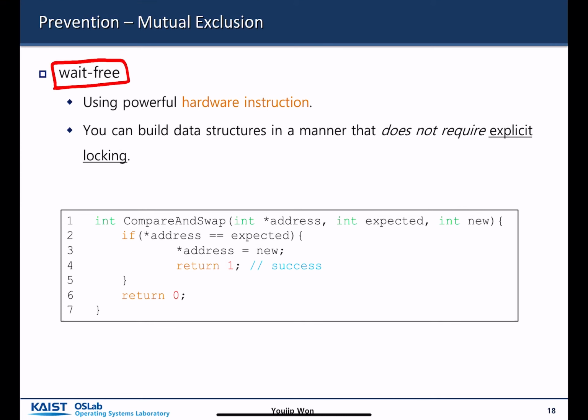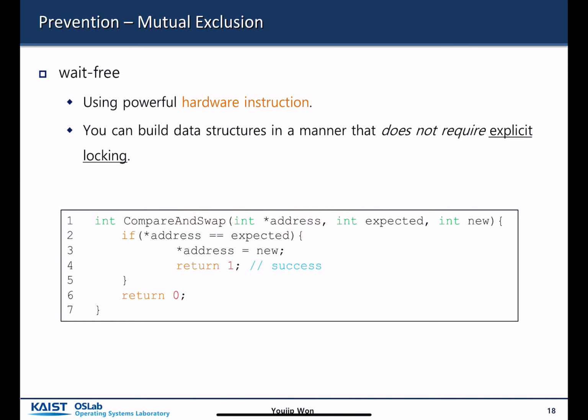We have dealt with the hardware instruction called compare and swap. If the contents of a certain memory location are equal to the value provided to the function, then it assigns a new value to the memory address, and all these steps are executed in a single atomic fashion. That's compare and swap. So we can use compare and swap so that deadlock does not happen.